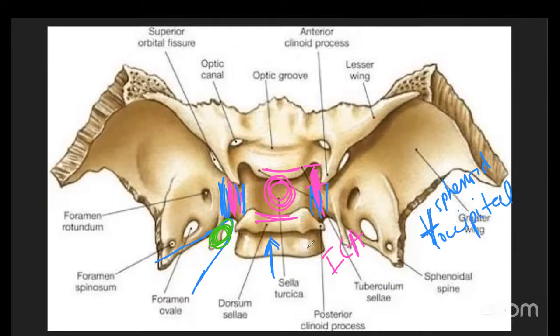This is foramen ovale, V3 goes here. This is foramen rotundum, V2 goes here. And through the superior orbital fissure, V1 goes. So you would need to imagine this, when we are going extradurally, and we retract the temporal lobe along with its dura, and we look at the base of skull.